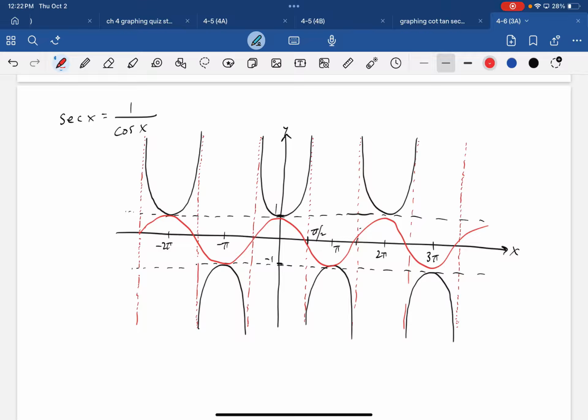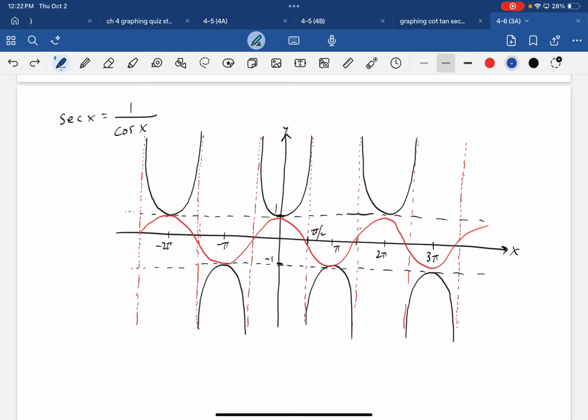Okay. So whenever you're confused about how or where to draw these secant and cosecant functions, just draw the cosine first and then draw the U's according to where the peaks and dips are. The vertical asymptotes are always going to be where cosine is equal to 0. So these vertical asymptotes all occur at the intersections of the cosine graph with the x-axis. That's kind of a trick.